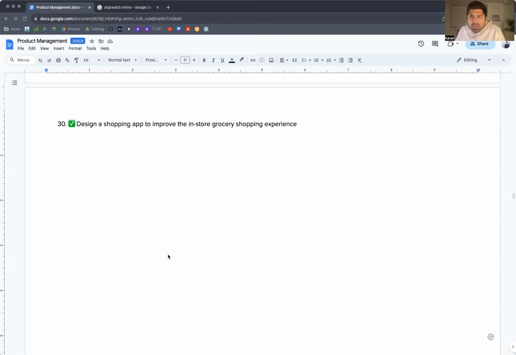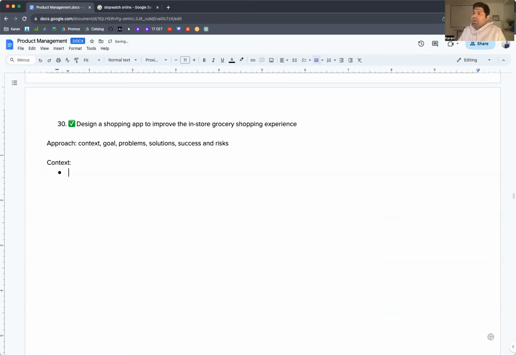Okay, so let's actually design a shopping app to improve the in-store grocery shopping experience. All right, so our high-level approach will remain the same. Let's think about the context, the goal, and problems to consider and solutions. And then finally, we can determine the success and risks. Now, let's start with the context.